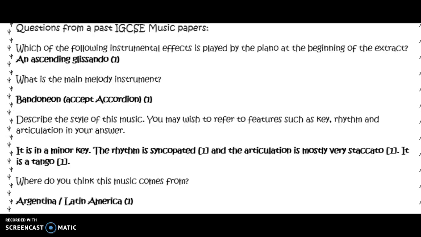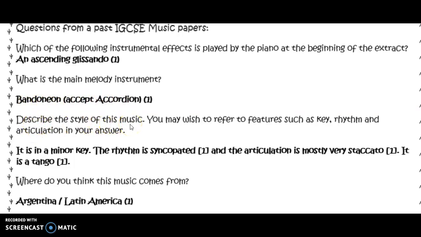Now, to give you an idea what they have asked in past IGCSE music papers, which of the following instrumental effects is played by the piano at the beginning of the extract? So there I see ascending glissando. Okay, so that is an effect. What is the main melody instrument? And they played the bandoneon there. They will accept accordion, but try to use that with Argentine music.